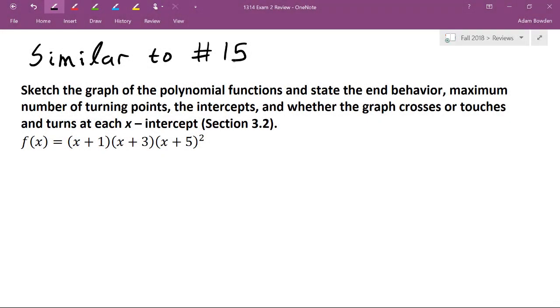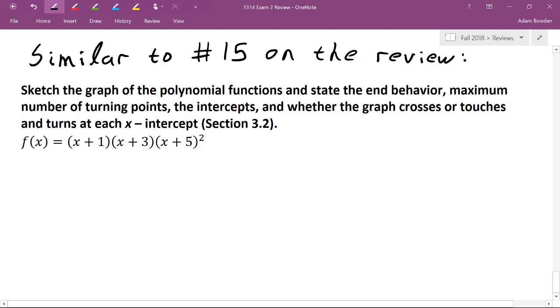Similar to number 15 on the review, we have this one question that says, sketch the graph of the polynomial functions and state the end behavior, maximum number of turning points, the intercepts, and whether the graph touches or turns at each x-intercept. Okay, so this is a long question with lots of things to find. Let's take it step by step through each thing, starting with the end behavior.